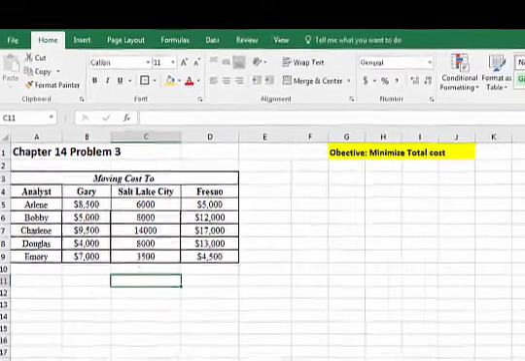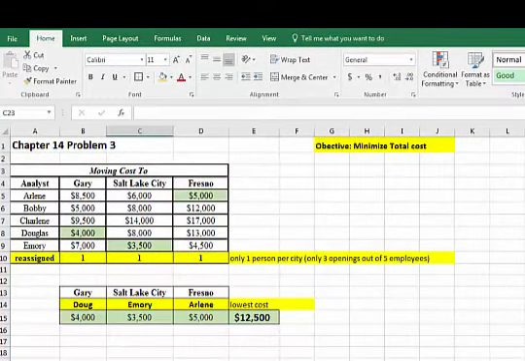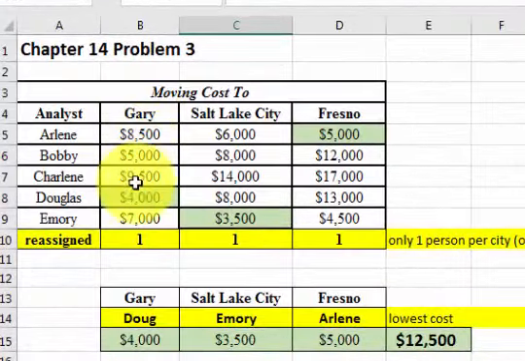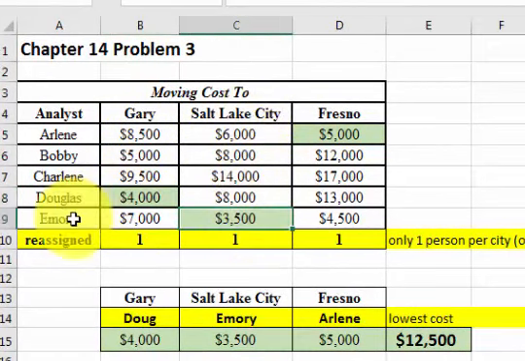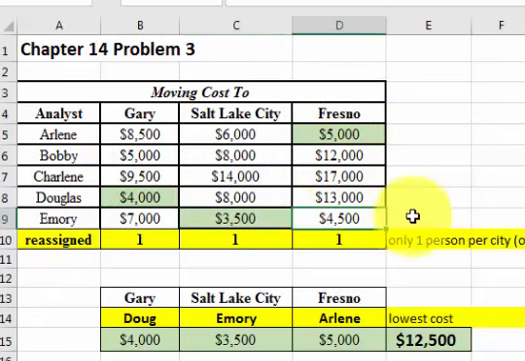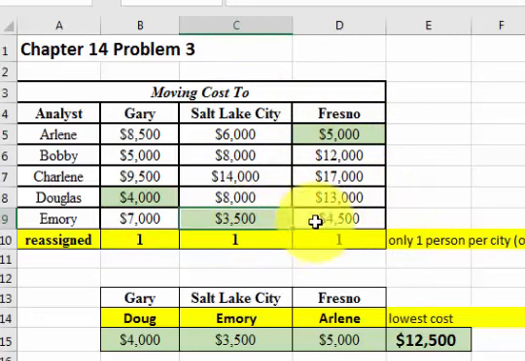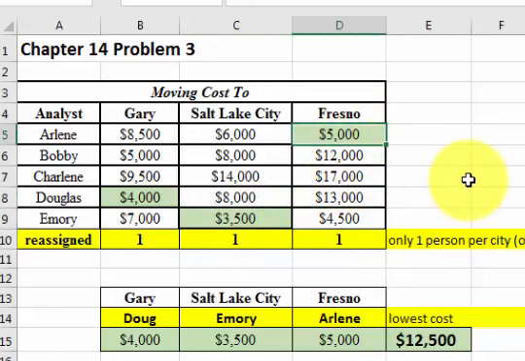I got to tell you this right off the bat. I picked out the answer without using all this software. It was quite easy, right? I just looked at who would be cheapest to go to Gary, Indiana. That's Doug. Who would be cheapest to Salt Lake City? That was Emery. Who would be cheapest to Fresno? That would be Emery as well, but since she's going to Salt Lake City, that'd be $1,000 cheaper. So we don't use Emery. We simply go to the next one, and that would be Arlene.